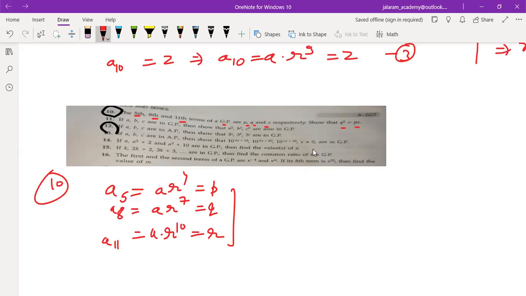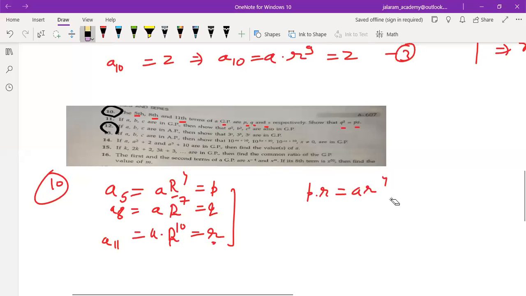If we multiply p and r, we get a r to the power 4 times a r to the power 10. As the question has r as one of the terms, for the common ratio don't use the small r. Instead, use capital R as the abbreviation for the common ratio. Why? Because the question contains small r, otherwise it will create confusion. So a R to the power 4 is p, and a R to the power 10 is r.